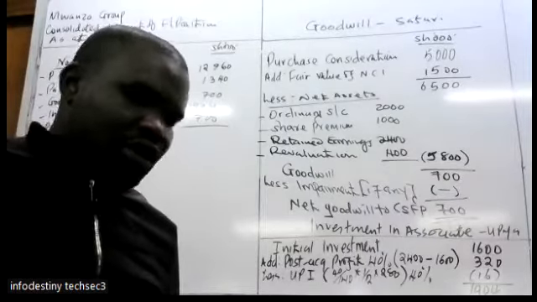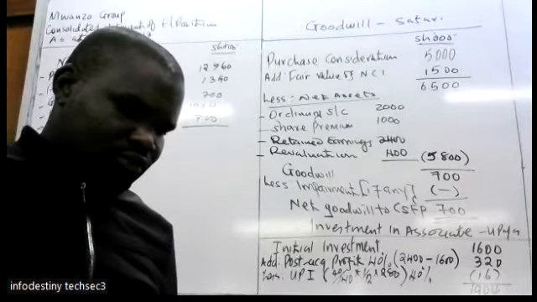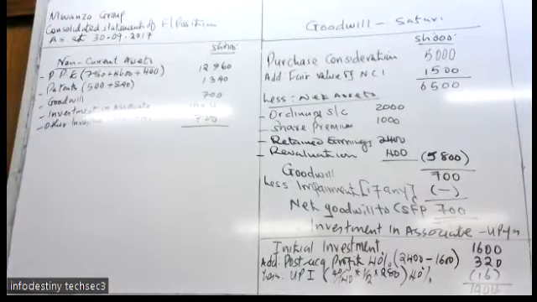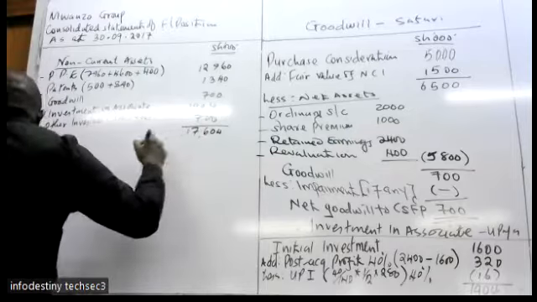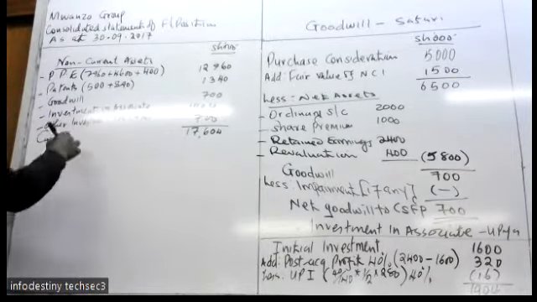So give me the total non-current assets. 17,604.